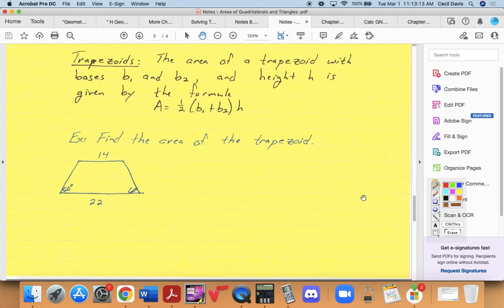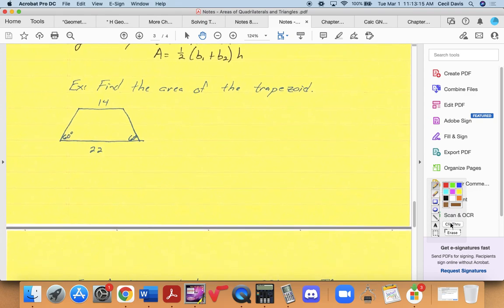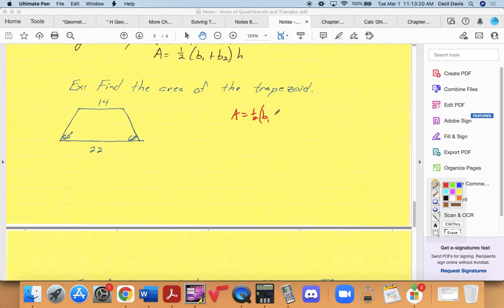So here, we want to find the area of this trapezoid. Okay, so we start with the formula. Area is 1/2 base 1 plus base 2, close the parentheses, times the height. What is it we're missing here? The height. So, drop in an altitude here and here to create a rectangle and two 30, 60, 90 triangles. And since these base angles are congruent, I know that this is an isosceles trapezoid.